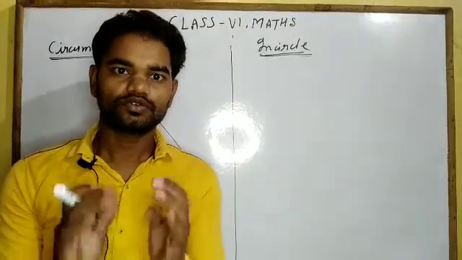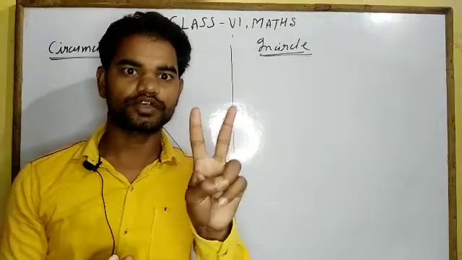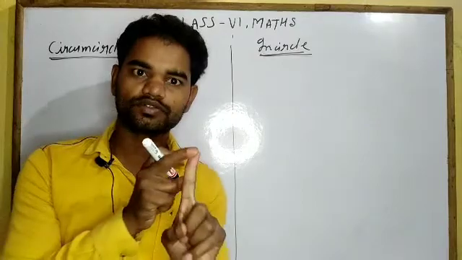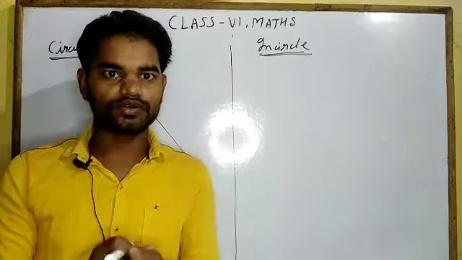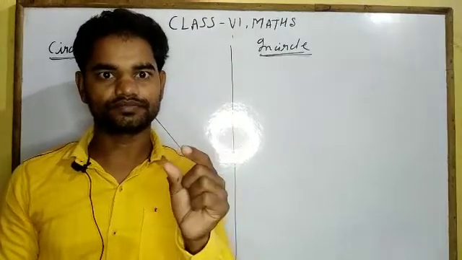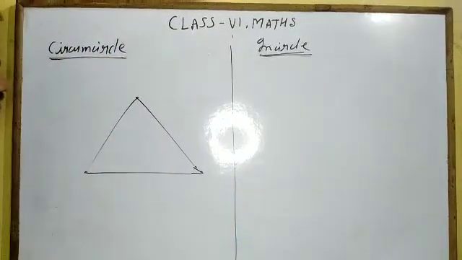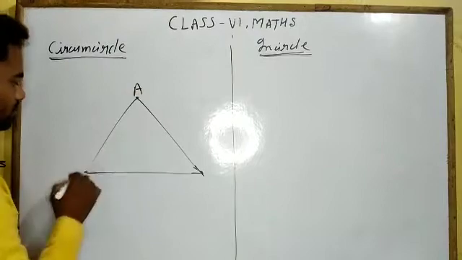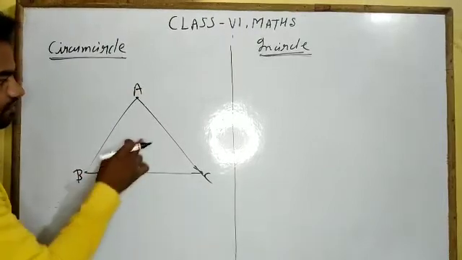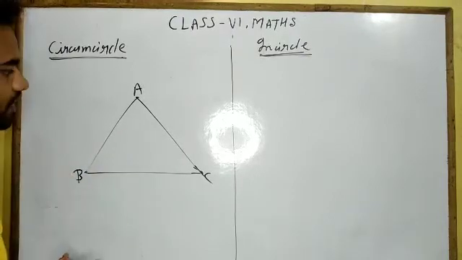To draw the circle, there are two things required. First one, we have to find out the center or origin of the circle. Without the center, we can't draw a circle. And second one is the radius. Center and radius, two important things are required to construct a circle of any measure. So now this is triangle ABC. We have to first of all find out the center of the circle. So how can we find out the center?